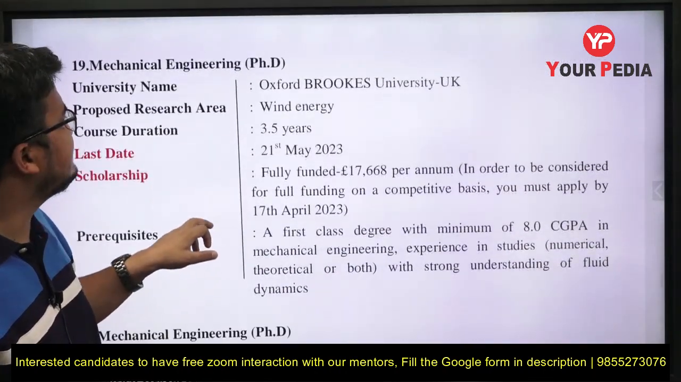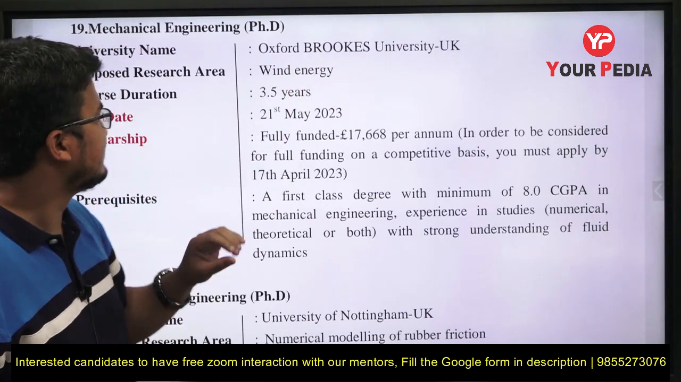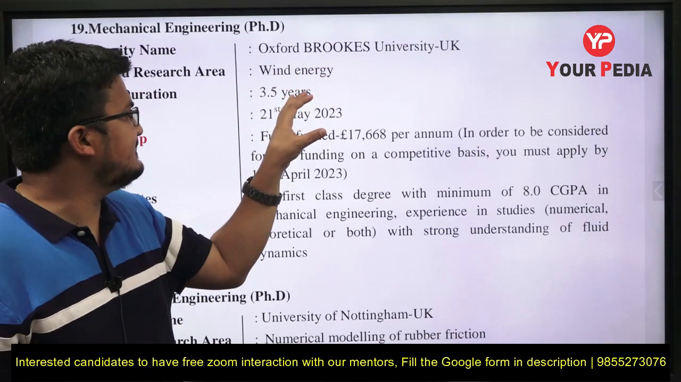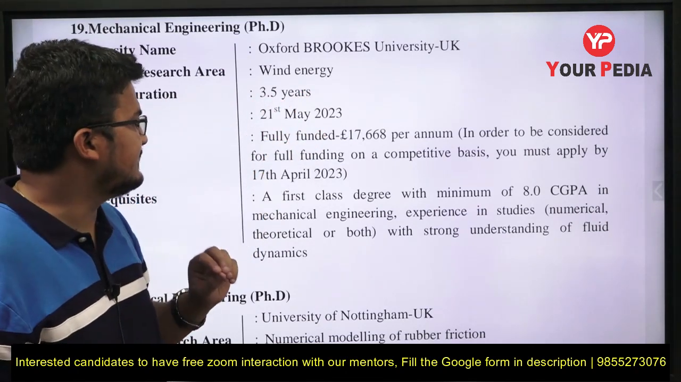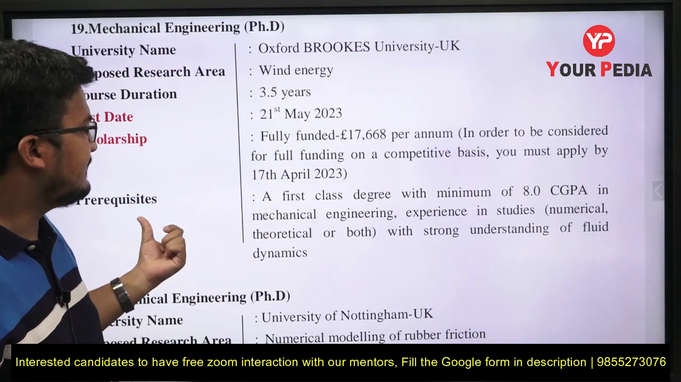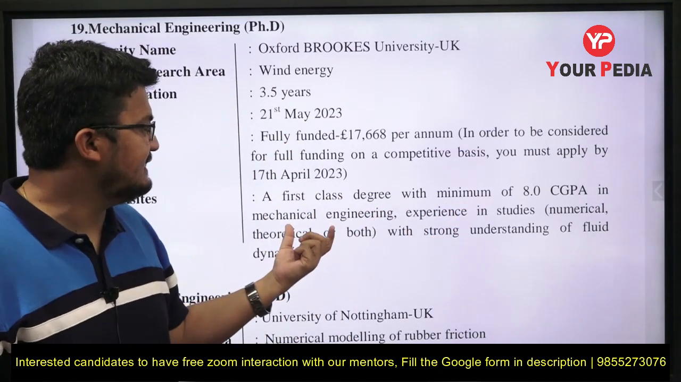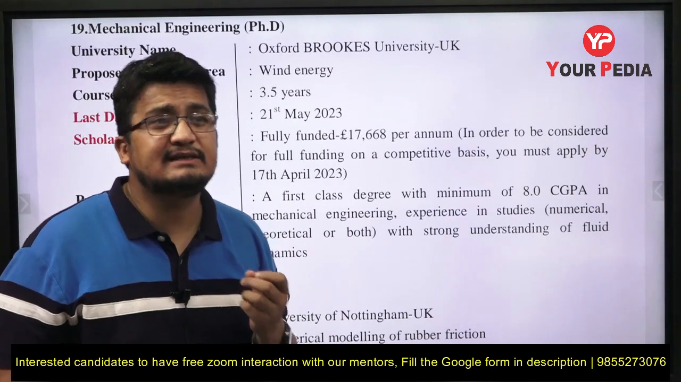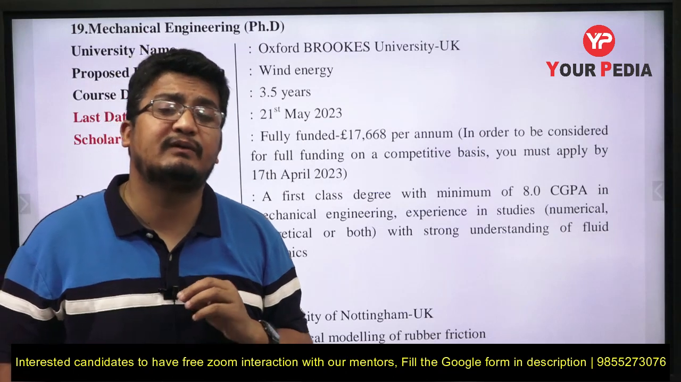Next is mechanical engineering PhD, and the university name is Oxford Brookes University, UK. The research area, guys, is wind energy. Duration is 3.5 years, and last date is 21st May 2023. It's a fully funded position. Prerequisite is a first class degree with a minimum of 8 CGPA in mechanical engineering, experience in studies, numerical, theoretical, or both, with a strong understanding of fluid dynamics.